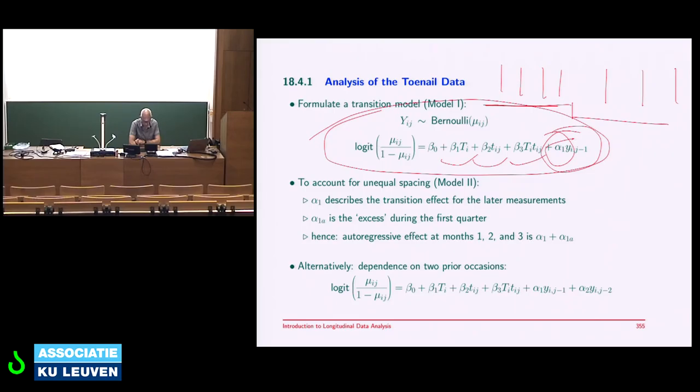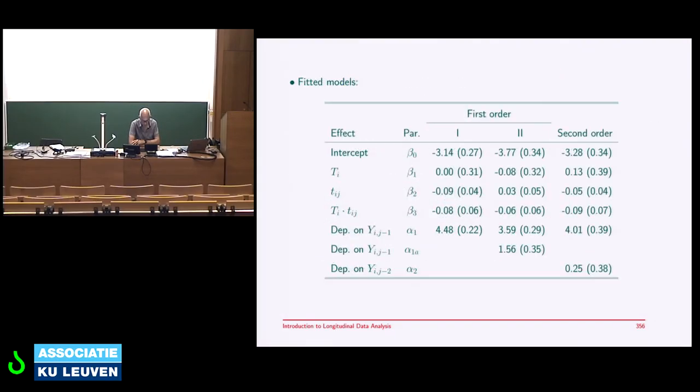So we can do that, for example, by saying we have an additional excess parameter that we add, alpha 1 plus alpha 1a, and alpha 1a only plays in the first quarter when the measurements are more equally spaced. Or we could look at two prior occasions, and that's then a second order autoregressive model. So here are the three models summarized. The first model has a dependence on the previous one, and guess what? The dependence on the previous one is significant. We have that autoregressive feature. We have, in other words, correlation between the repeated measures.